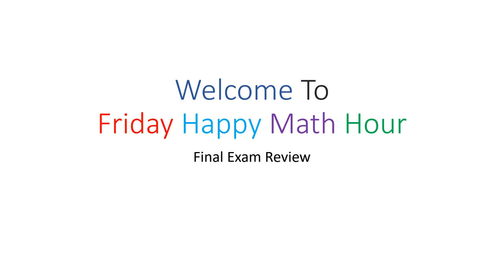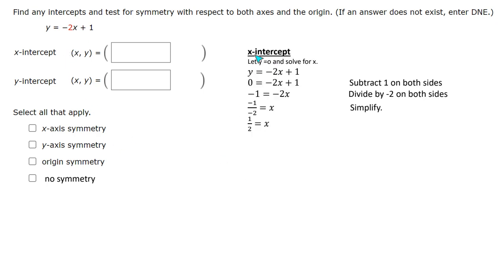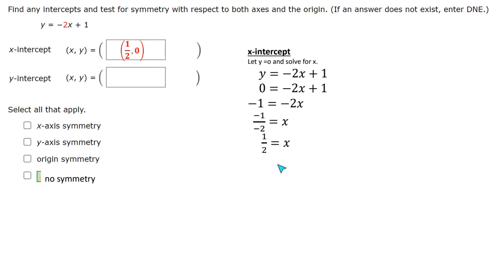All right, so we'll get started. We're going to review for your final exam. The first question is: find any intercepts and test for symmetry. Here we have the equation y equals negative 2x plus 1. First we'll find the intercepts. To find the x-intercept, you let y equal 0 and solve for x. Here y is 0, and we subtract the 1 and divide by negative 2. Negative over negative is a positive half. That's our x-coordinate, and our y was 0, so that's our x-intercept.